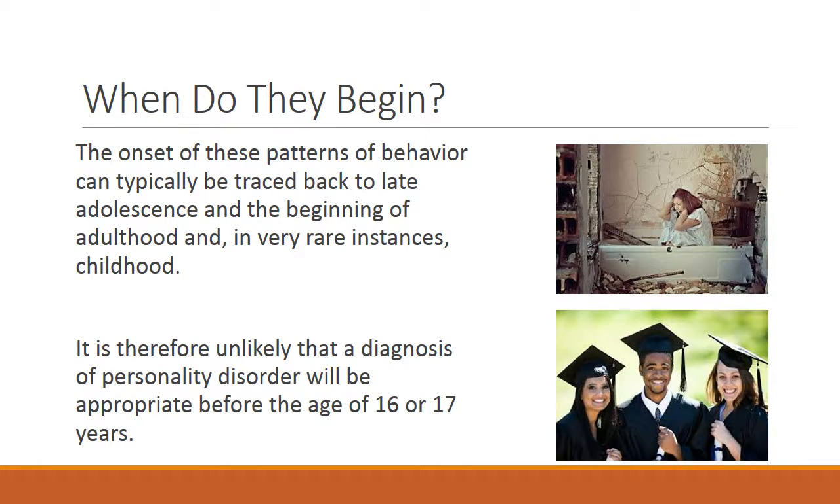So when do they begin? The onset of these patterns begins typically during late adolescence and the beginning of adulthood, or as we call it in lifespan psychology, young adulthood. In some very rare instances, they could become clear in childhood. It is unlikely that a psychologist or a psychiatrist would make a diagnosis of a personality disorder before the age of 16 or 17, keeping in mind that the teenage brain is in flux and they already have issues with impulse control and decision making.